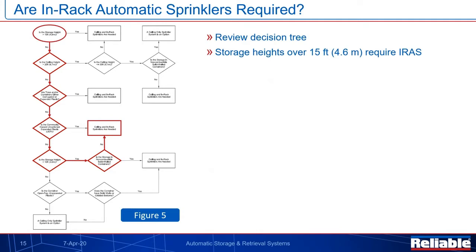There is one path of the decision tree that says that if your storage is greater than 10 foot, you do not have to have in-rack sprinklers when using non-combustible solid walled containers, or when not using it. So basically 15 foot all the time, and then over 10 foot, we have to be very careful to make sure that we're using the right type of container to be able to go up to that 15 foot level.